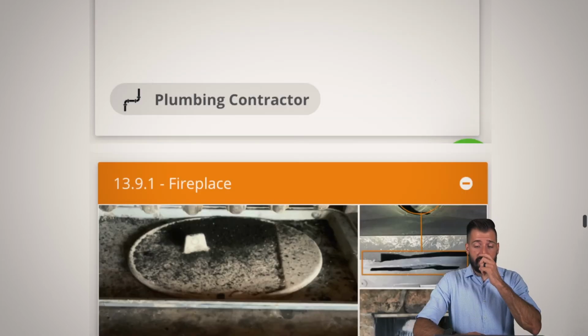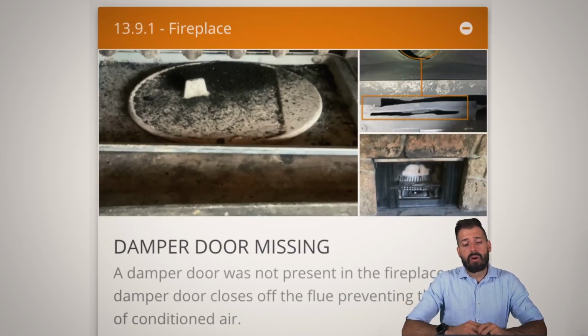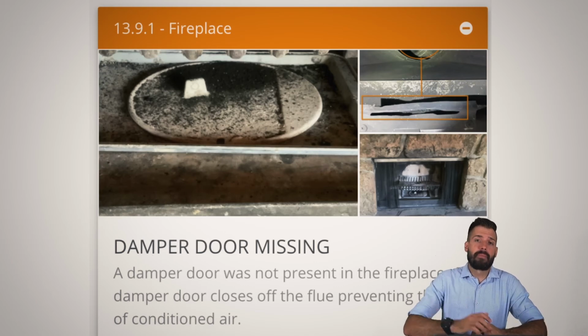All right, so on this fireplace, there were a lot of issues, but one of the issues that I wanted to pull out was that the damper door was missing. Now, you might see in the picture right up here that the damper door is not missing. It's still there, but actually what is missing is the linkage that is connecting the damper door to everything else, which is why the damper door is not actually installed where and how it's supposed to be.